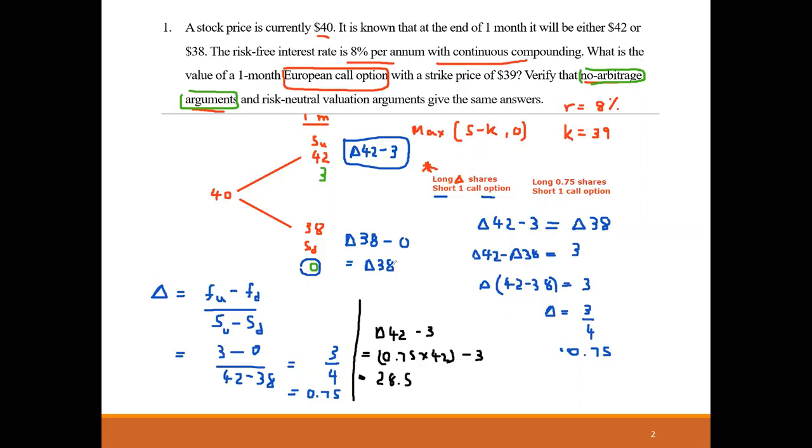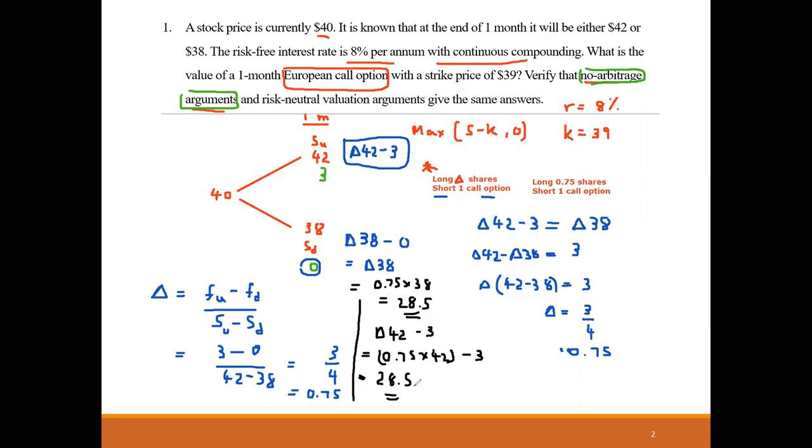And then in this case, if it goes down, the value would be delta 38 minus the option payoff. That is 0.75 multiplied by 38. How much would you get? You would get the same value. So 0.75 into 38 is 28.5. Right? You will get the same answer. Irrespective of the stock price, you will have the same value in the portfolio, which is 28.5.